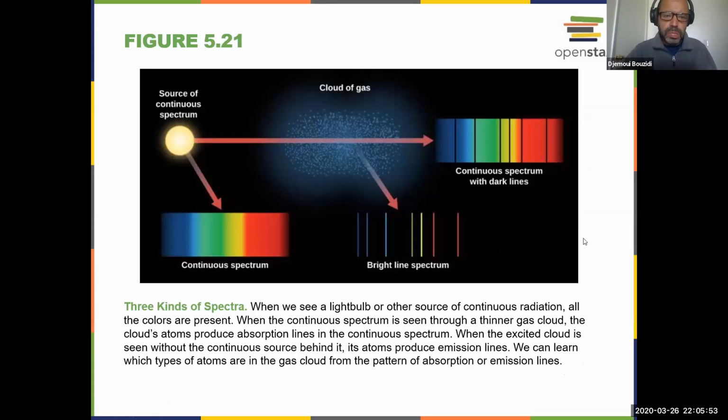This is the point I talked about: when you have, for example, a source of continuous spectrum like the sun, this is how the spectrum would look. All of the lights would be there, including the ones that are ultraviolet and the ones that are infrared. This is what our eyes would see, with the diffraction grating, like I showed you earlier.